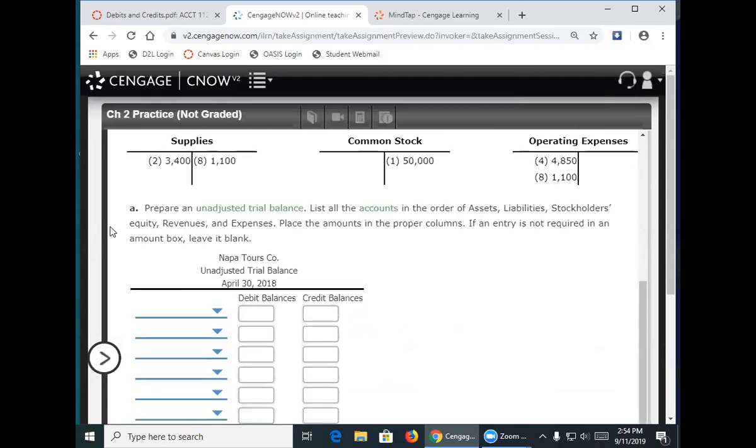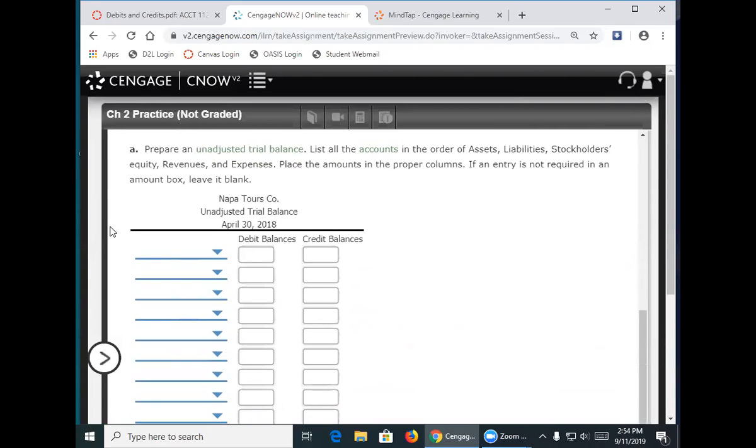Well, when you're doing a trial balance, as you can see, it just has the company name and then the words unadjusted trial balance. We'll talk about that when we get to chapter 3, when we do adjustments, what an adjusted trial balance is. But right now, they're all unadjusted, and then the date. So what you do on a trial balance is you list all of the accounts that you have from your chart of accounts in order, and you list their ending balance.